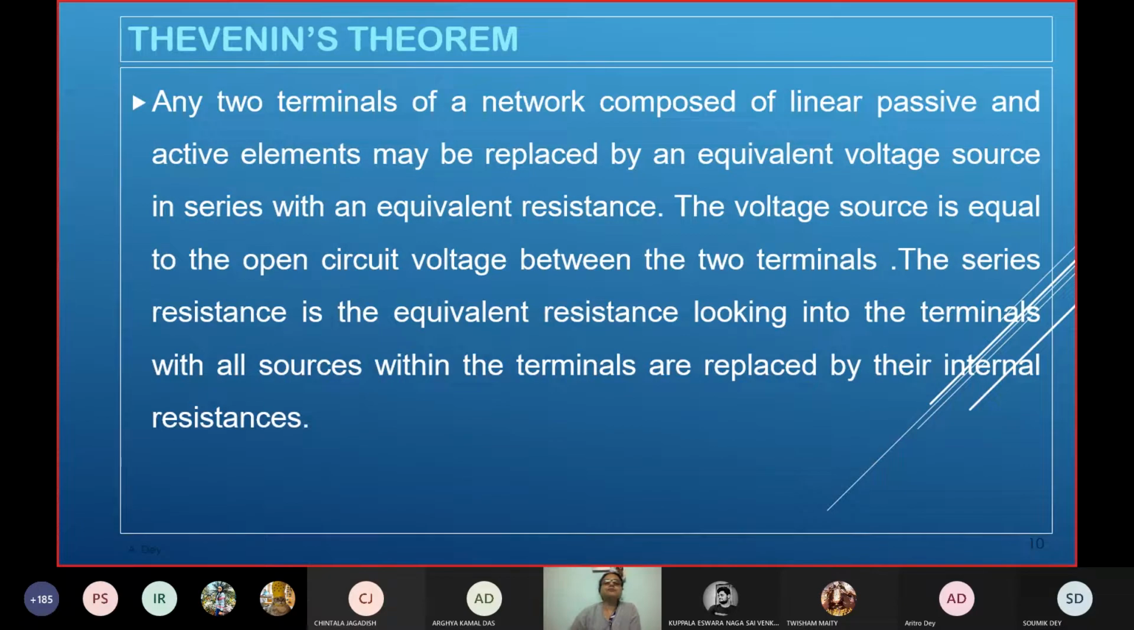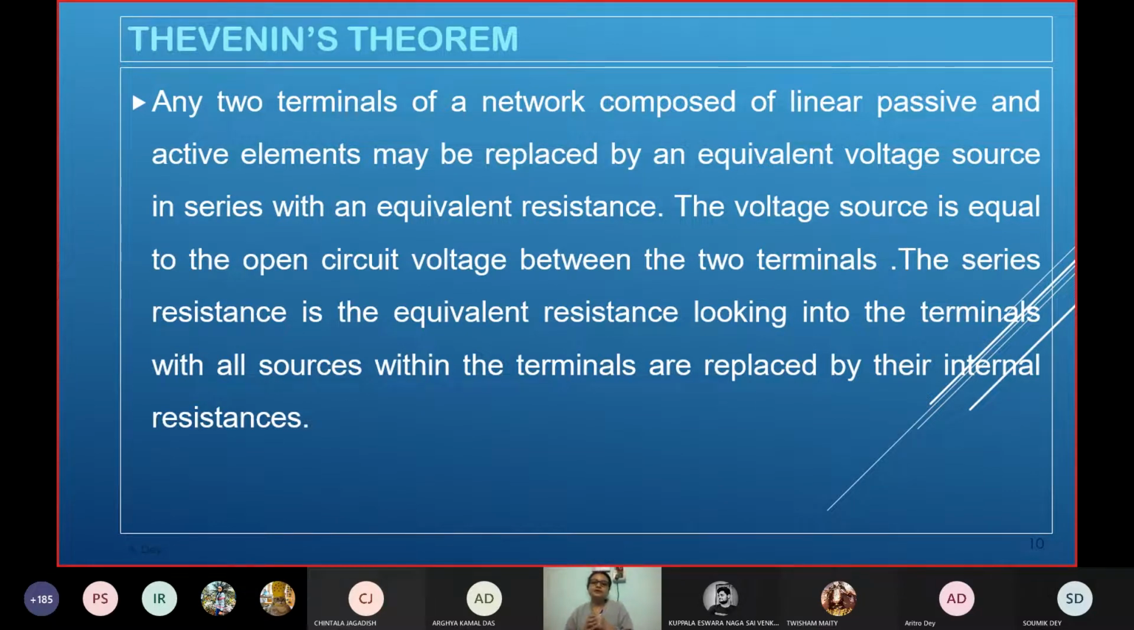Okay. Next we move to Thevenin's theorem. So what is Thevenin's theorem? Any two terminals of a network composed of linear passive and active elements may be replaced by an equivalent voltage source. So what are the passive elements here, and what are the active elements? The active elements are the sources. And the passive elements are the resistances, inductances or capacitors connected in this network.